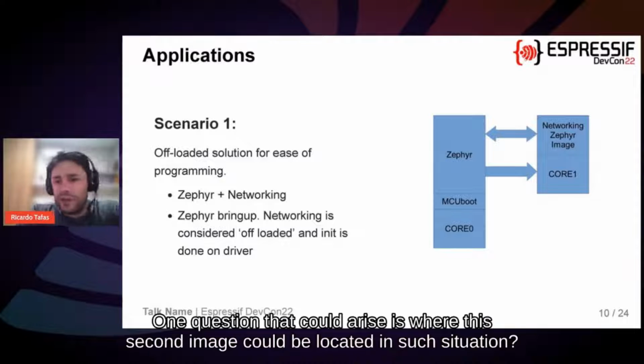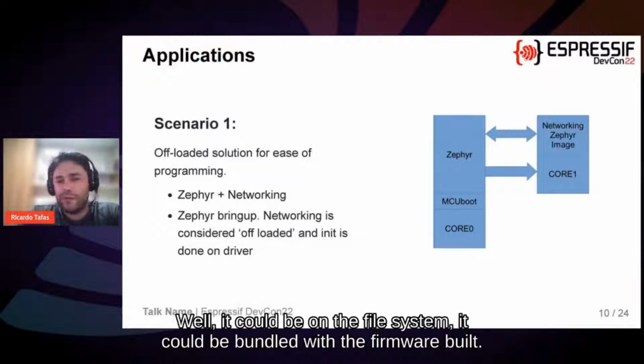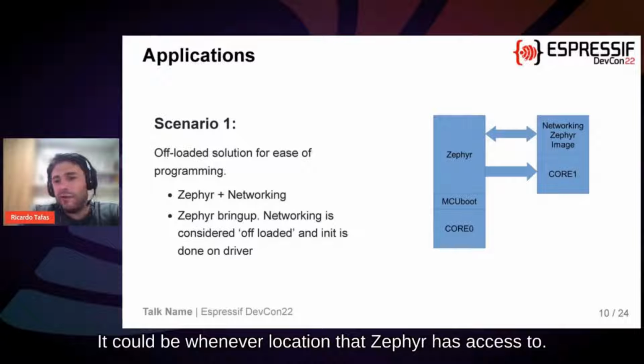One question that could arise is where this second image could be located in such a situation. Well, it could be on the file system. It could be bundled with the firmware build. It could be any location that Zephyr has access to.